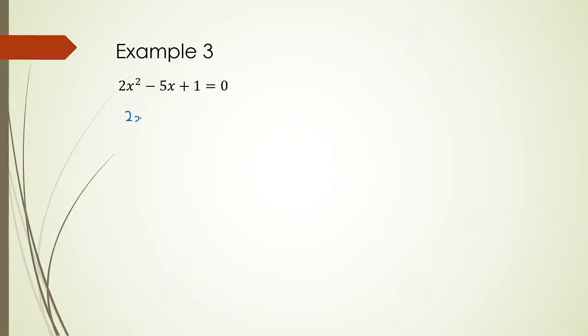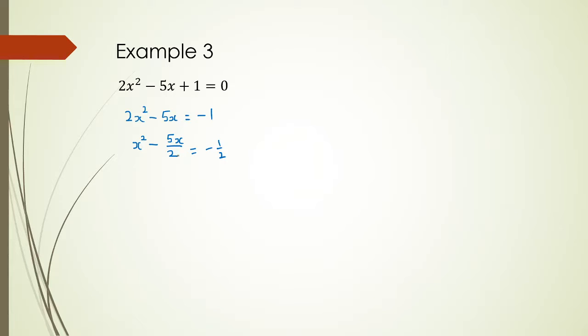So we have 2x squared minus 5x equals negative 1. Then we need the x squared coefficient to be 1. It cannot be 2. Okay, we need it to be 1 in order to complete the square. So we divide everything by 2. So when we divide everything by 2, this will be x squared minus 5x over 2 equals a half.